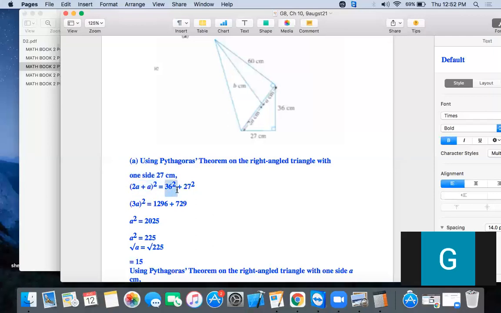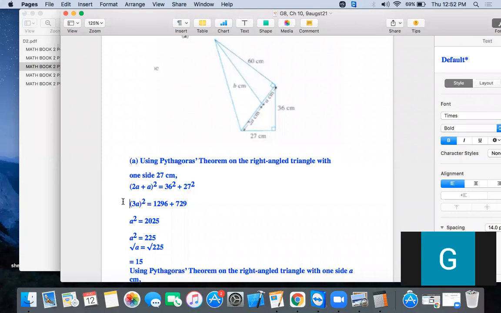The value of the perpendicular side, the opposite side, is given as 36 centimeter. So its square comes from the formula. Now 27 is the base and we have to take its square according to the formula.